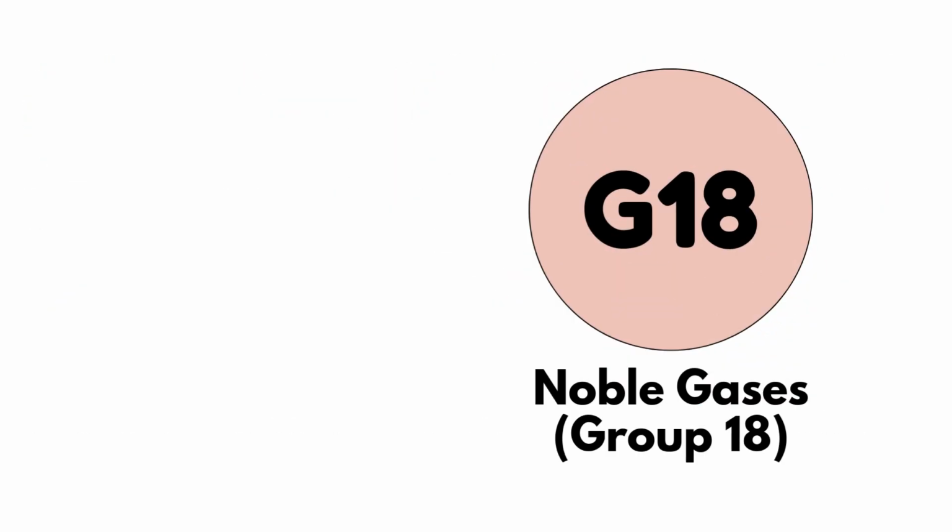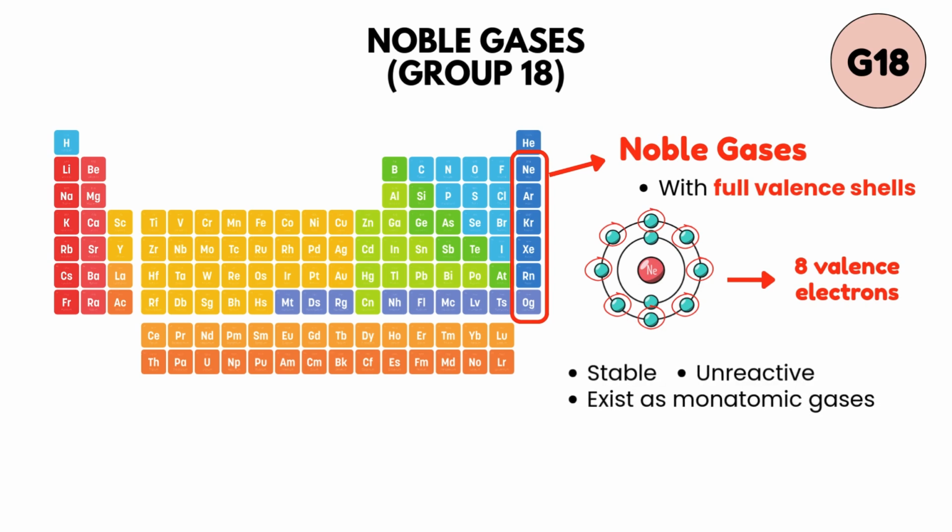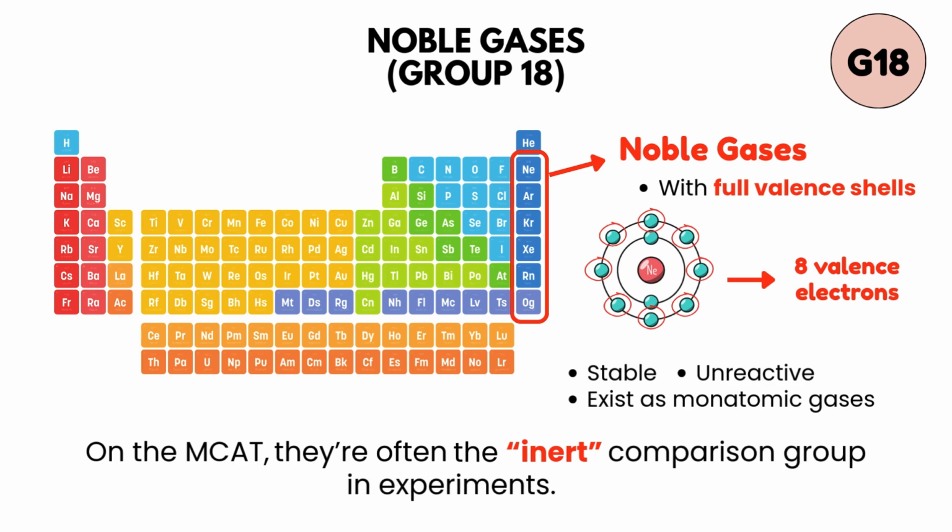Noble gases, Group 18. With full valence shells, noble gases are stable, unreactive, and exist as monatomic gases. On the MCAT, they're often the inert comparison group in experiments.